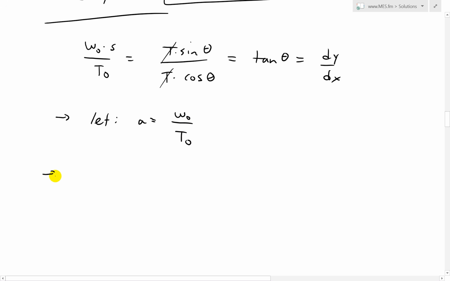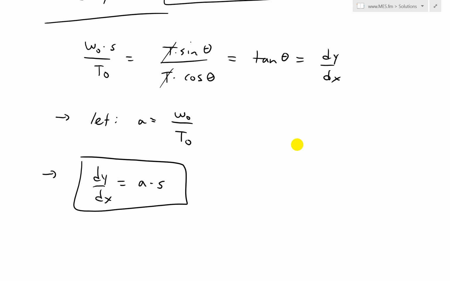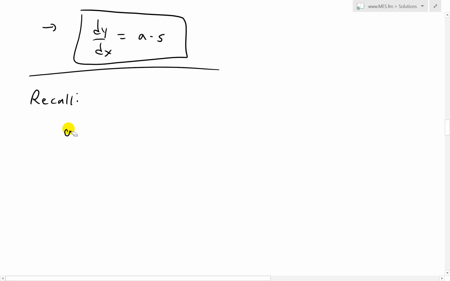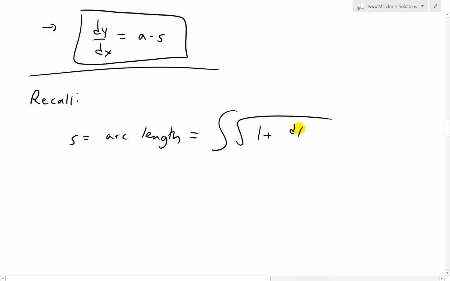So then what we end up having is dy over dx equals a times s, and there's our differential equation. But now this s, remember, that's just arc length. So recall that s equals arc length, and recall from my earlier video that the equation for arc length is just the integral of the square root of 1 plus dy over dx squared, dx, like that.